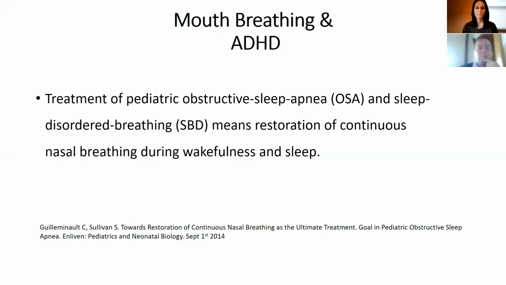Our next slide. So the treatment of pediatric obstructive sleep apnea and sleep disorder breathing means the restoration of continuous nose breathing during wakefulness and sleep. And that's pretty much tying everything up together. It's vitally important that children, and of course adults as well, are aware of the importance of nose breathing. But let's give our children a chance. Let's help them to have the best life that they possibly can. Don't just leave them mouth breathing, because it is going to affect them in some way. And this is where myofunctional therapy and the Buteyko method can offer some help.